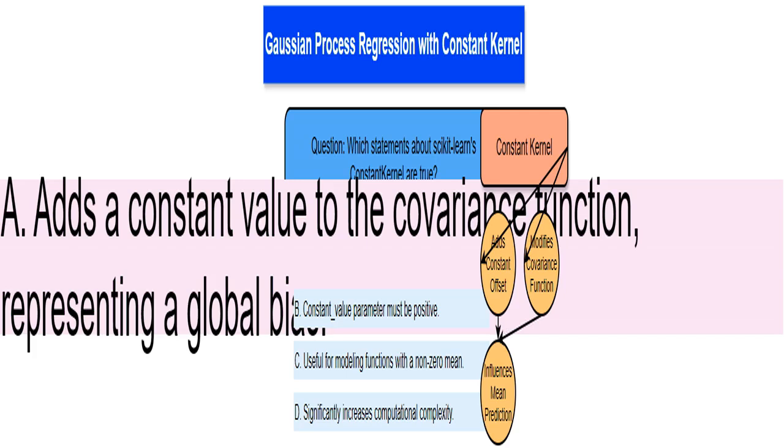That's incorrect. The constant value can actually be any number: positive, negative, or 0. It's the magnitude and sign of that constant that dictates the shift in your Gaussian process model's predictions.